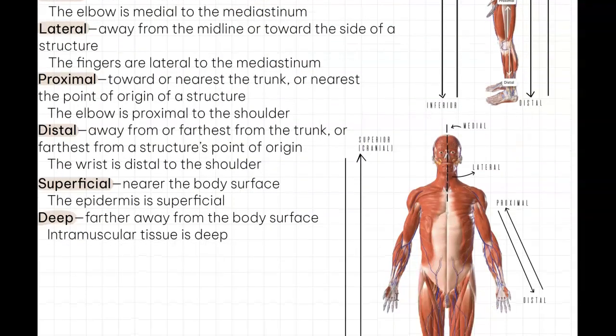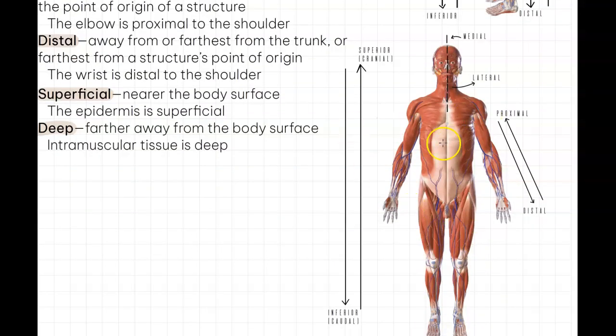Superficial and deep are the last two. Superficial means it is nearer the body surface. So for example, the epidermis is superficial, and deep is further away from the body surface, which means that in this case the intramuscular tissue is deep. So I've removed all of the skin from these anatomical models, and so you don't see the epidermis because I've taken it away and shown the deeper layers underneath.